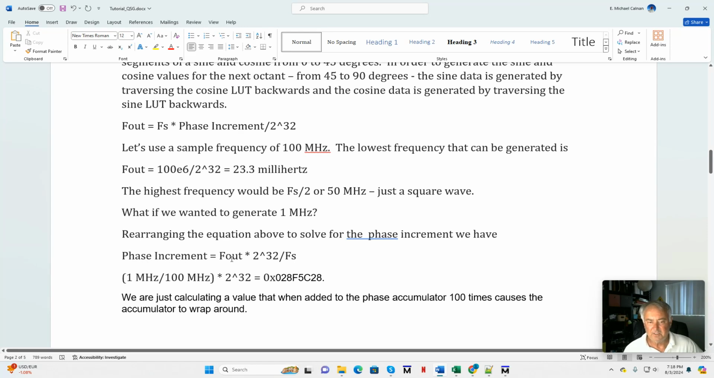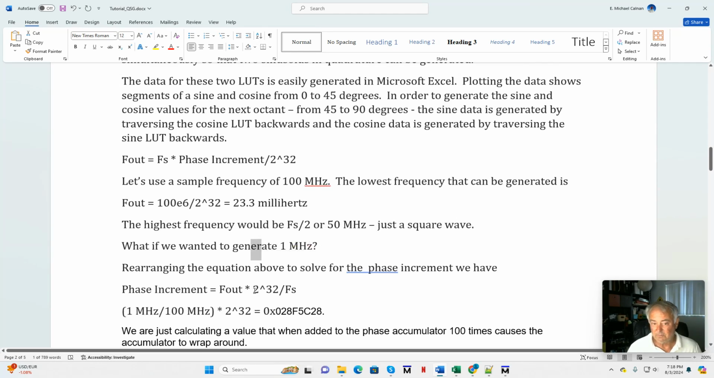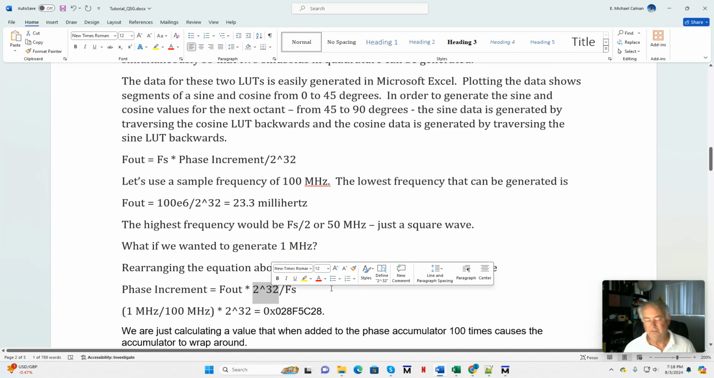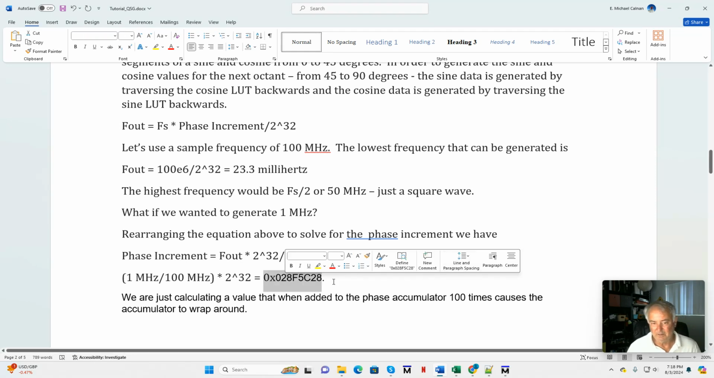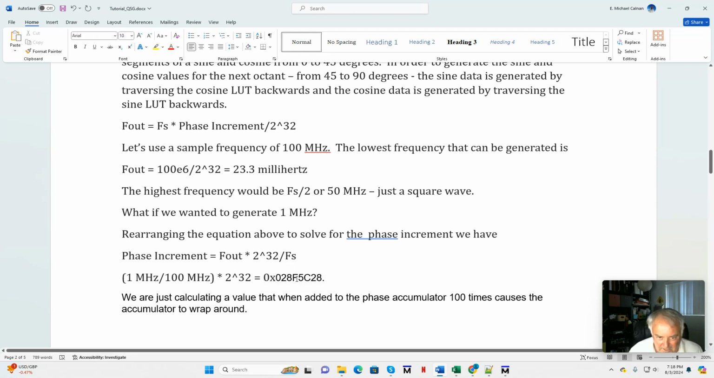The phase increment is equal to F out, which is 1 megahertz, times 2 to the power of 32. That's the full value of our phase accumulator or phase increment, divided by F sub S, which is basically 2 to the power of 32 divided by 100. And there you go. I expressed it in hex so you could see that it's a 32-bit value, or it fits within a 32-bit range.